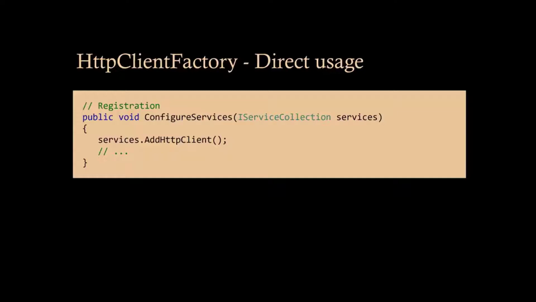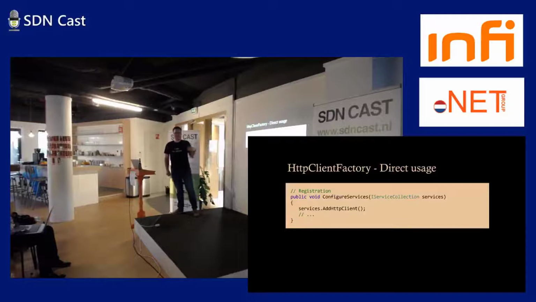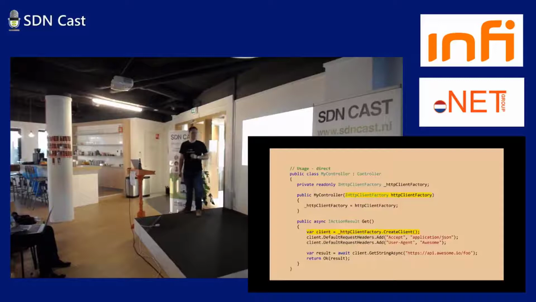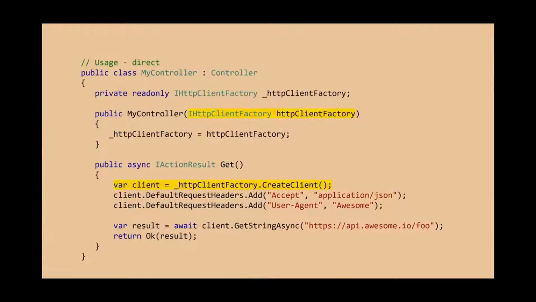Direct usage is quite simple. On your services collection, you just add HTTP client after installing that NuGet package. I believe it is a NuGet package right now. And that is it. Using that, you inject your HTTP client factory wherever you're going to use it. Let's say, for instance, on my get action, I want to be creating a client to go to the awesome API from here. You just use the factory to create a client. You don't new one up. You just ask the factory for the client, then you add your configuration, like headers and whatever, and you instruct it to get a URL. In this case, it's getting a foo endpoint. And that is it. That's the most basic example of how you can use HttpClientFactory.